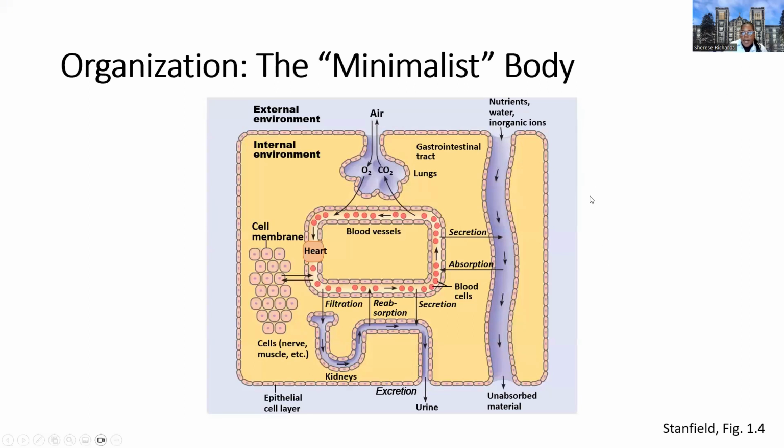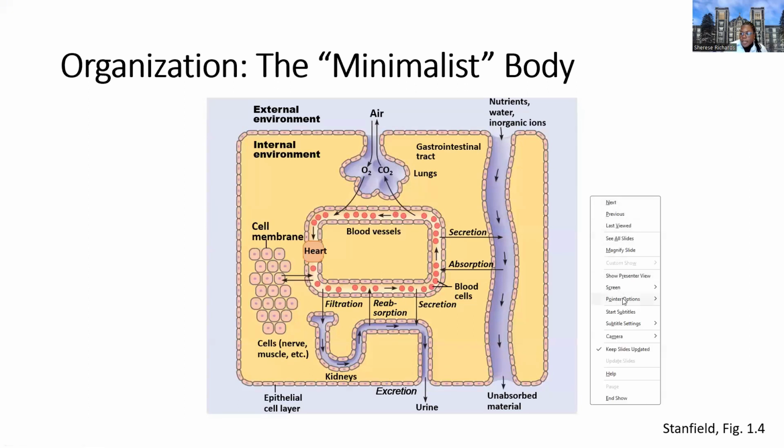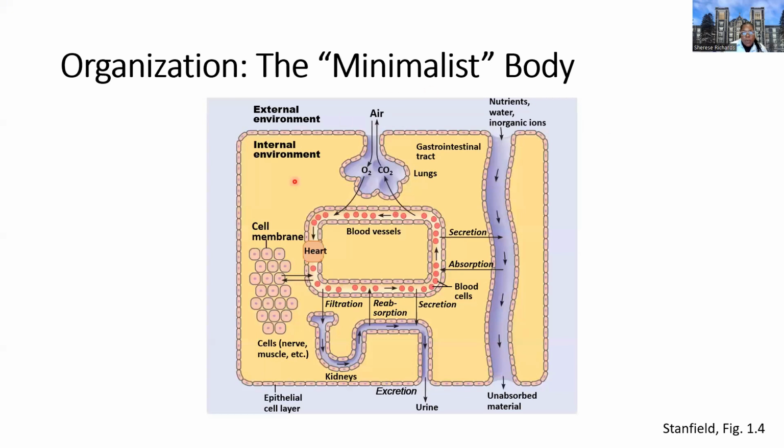So let's think about the organization of the body. Okay. And what we have here is what we call the minimalist body. So this is not an accurate representation of our body in terms of shape or size or proportions, but this is an interesting schematic because it shows us how our various body compartments are divided, right? By different membranes, for example, the lungs here, right? We have a barrier between the air we breathe in our internal environment.